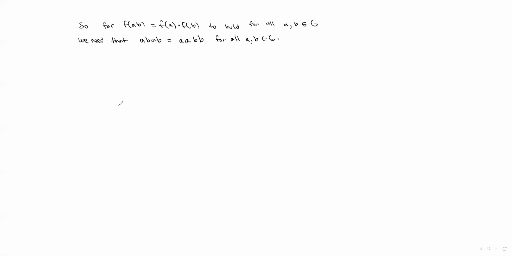So for f of ab equals f of a times f of b to hold for all a, b in G, we need that abab equals aabb for all a, b in G. But in this equation, you can cancel out the a and b.